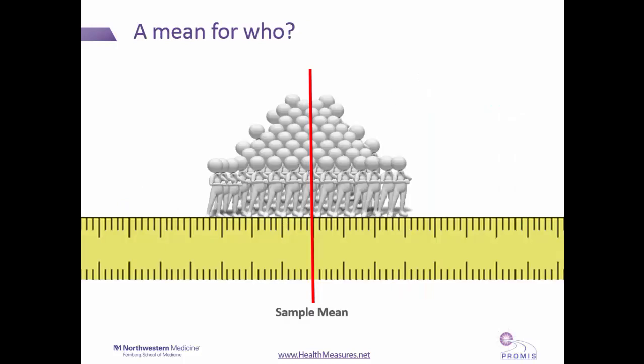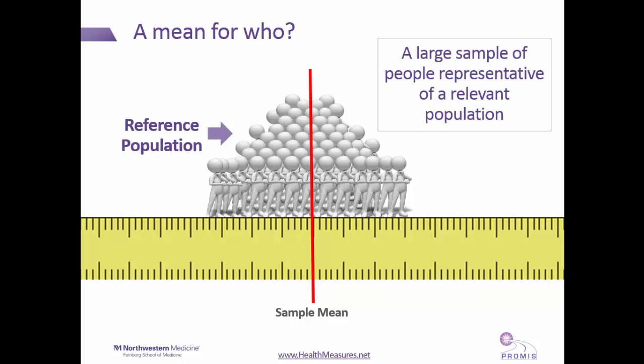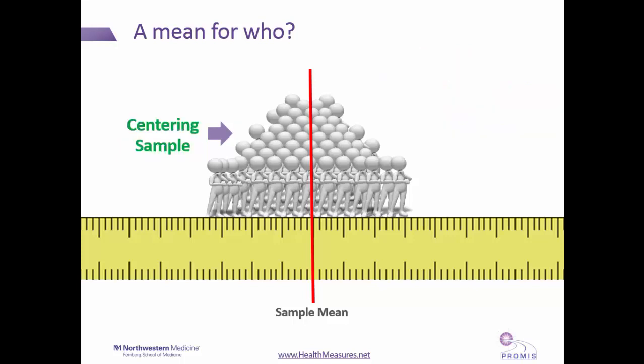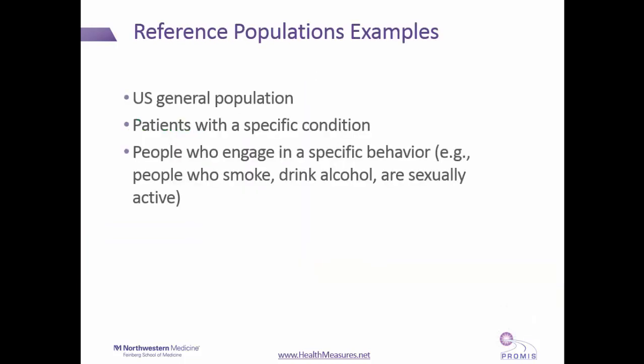Knowing the mean score is 50 is helpful, but knowing who was used to establish that mean is also important. We call this the reference population. A reference population is a large sample of people representative of a relevant population. This is also known as the centering sample. For example, a mean of 50 in the U.S. general population would be interpreted differently than a mean of 50 in patients with a specific disease or condition.